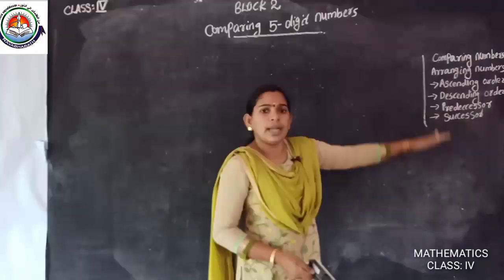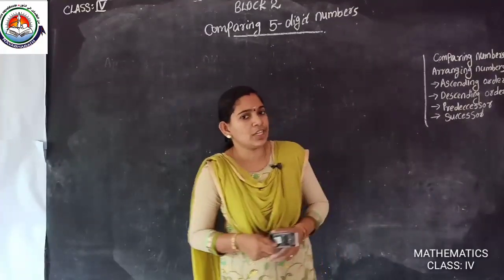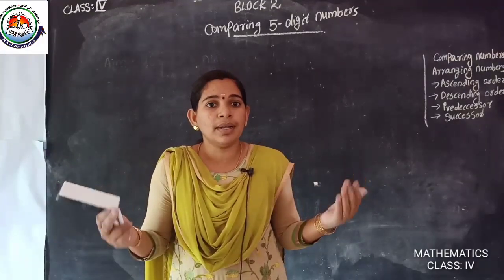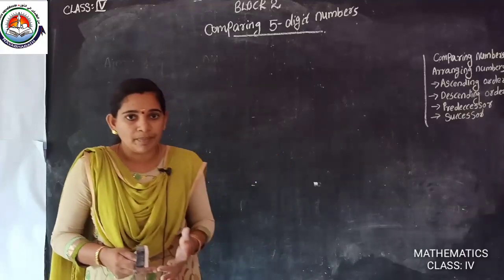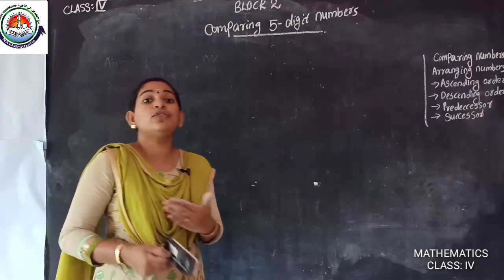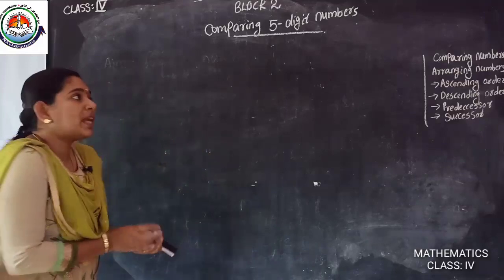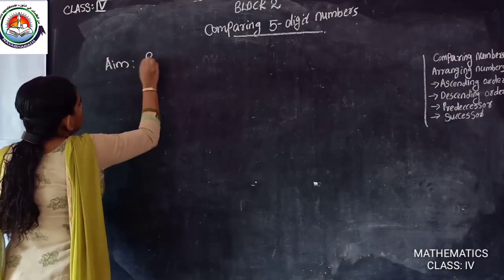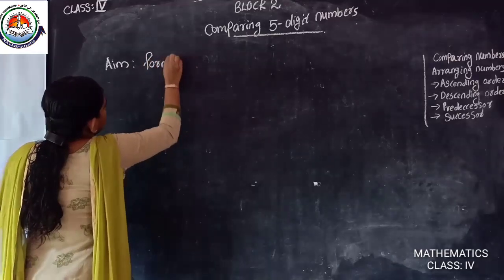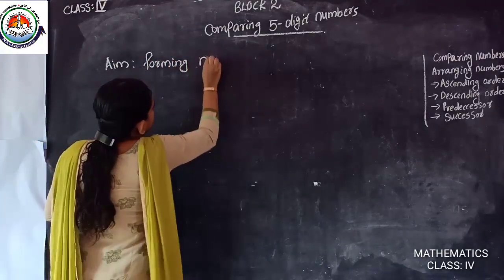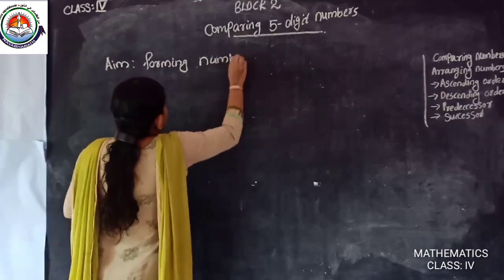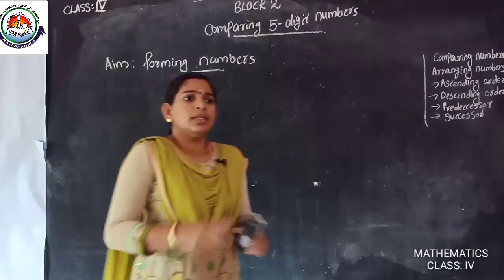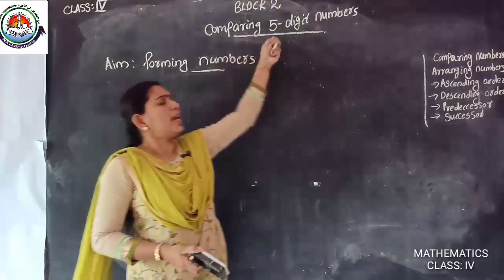Today we are discussing a new topic. Here we used numbers for comparing and arranging. How do we get the numbers? How do we form a number? Using digits we form a number. Today we will discuss how to form a number. Okay, forming numbers, using 5-digit numbers.